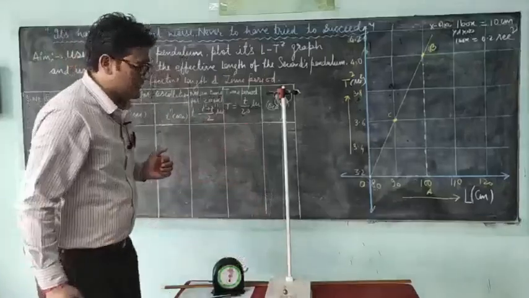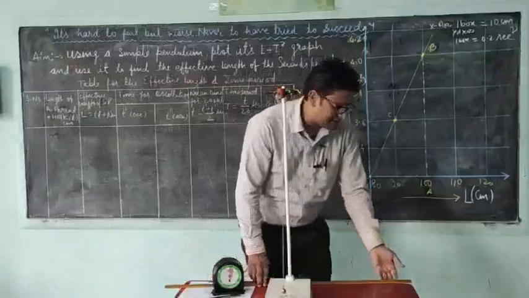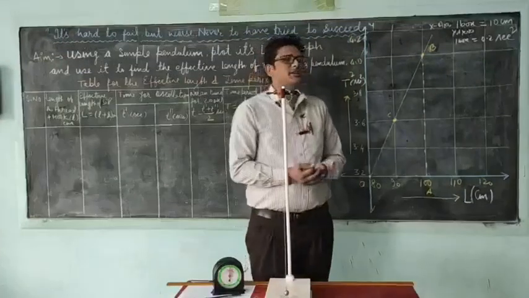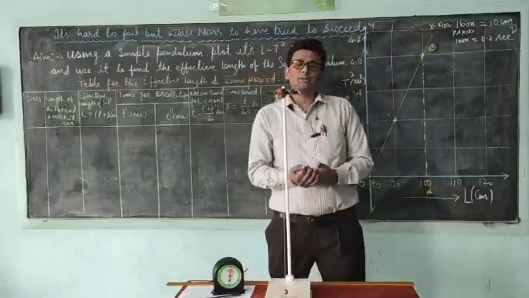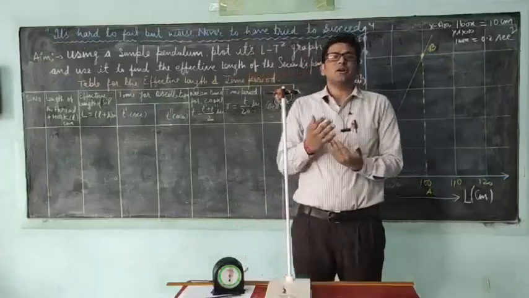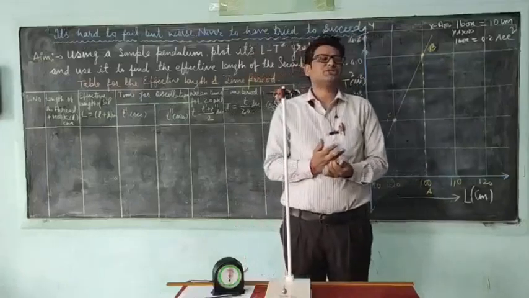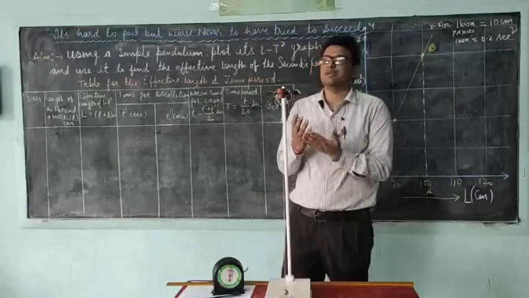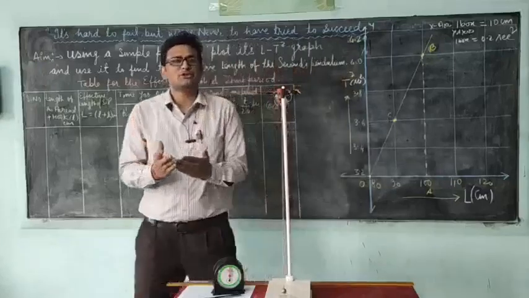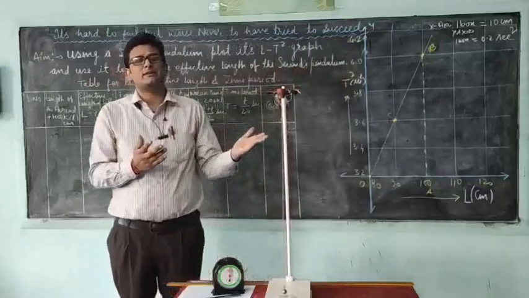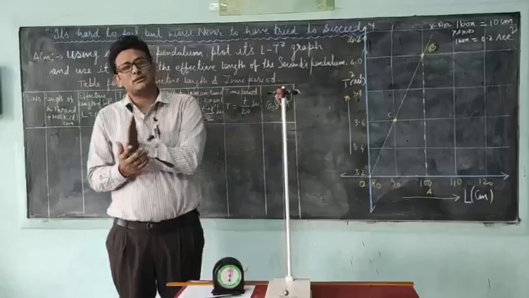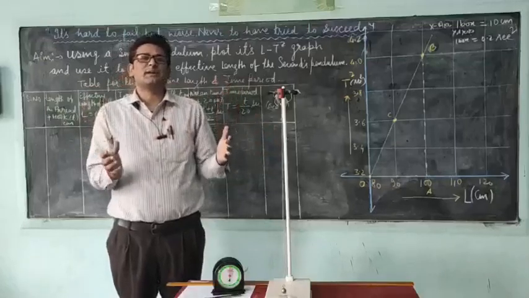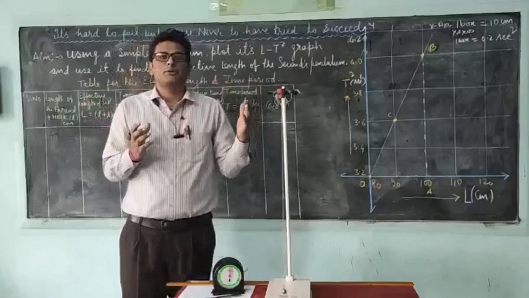Then we make the arrangement like this. For this practical, we have to know about periodic motion as well as oscillatory motion. Periodic motion means when an object moves from a mean position and returns in an equal interval of time. When it moves from the mean position to one place and back to the initial place, it comes in a fixed interval of time. That is called periodic motion.